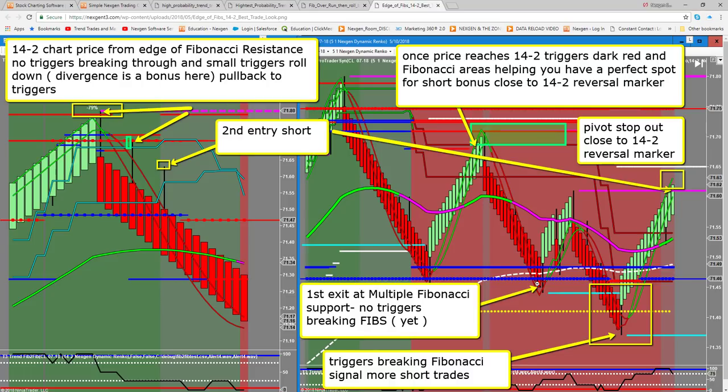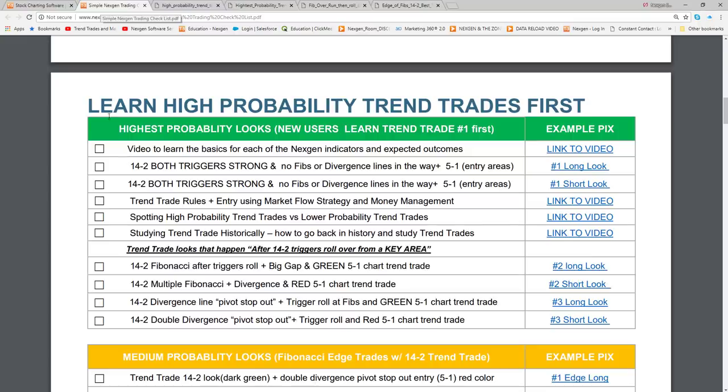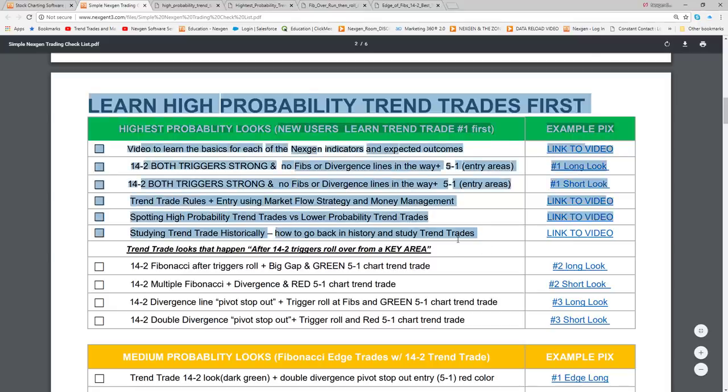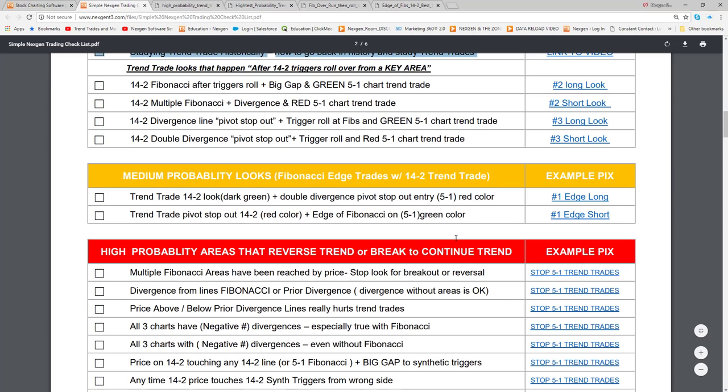And then you get out at support. Then if your triggers break with no divergence, you do more short trades. Remember that magenta line thing? And you can see the magenta line, that's your second entry short, and you've got all this money going to the downside. And then ultimately, you're going to go through and learn this section first, right? Trend trades, trend trades, trend trades.